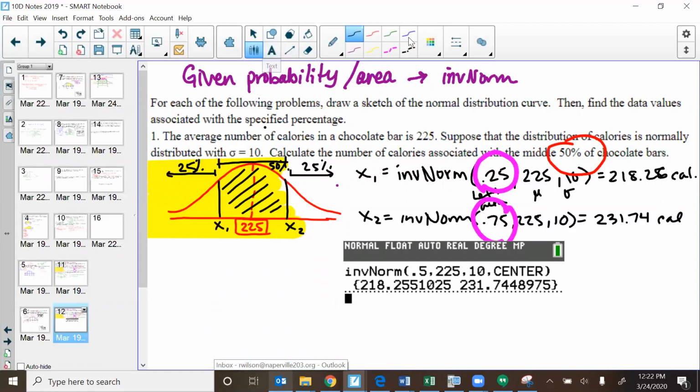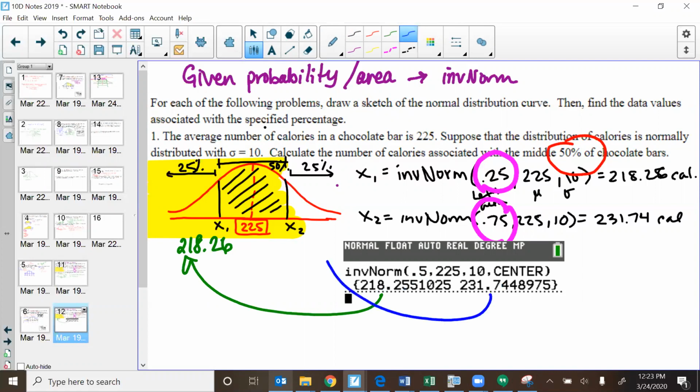Get my pen here. X1 is 218.26. So that's my X1. And then my X2 is going to be 231.74 calories. So that's what I have here and here as well. I'm doing it the old way, but if you have a newer calculator, it is so, so nice. So that's how you do the middle curve.